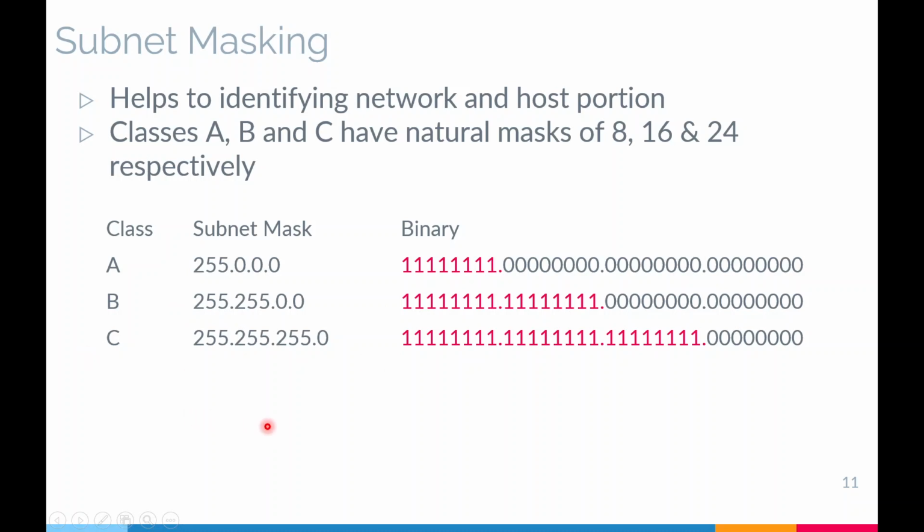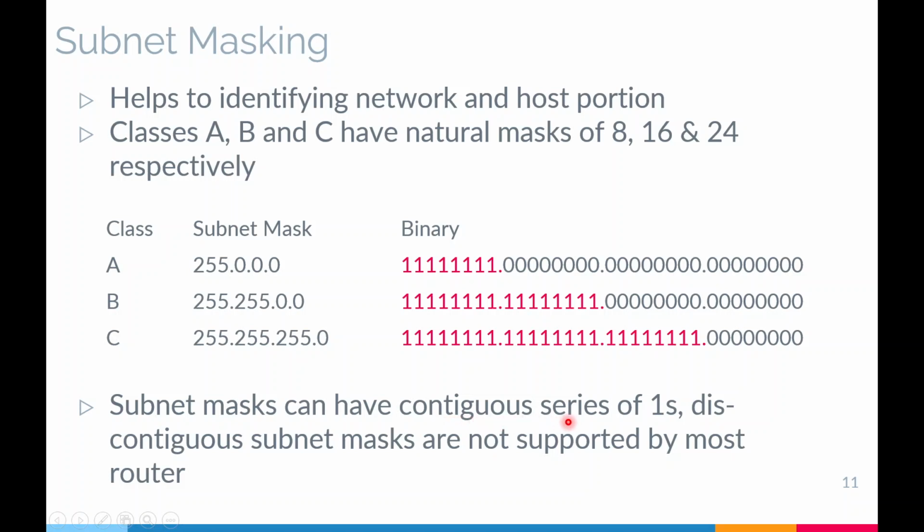Now, subnet masks must have a contiguous series of ones. Discontiguous subnet masks are not supported by the routers. A discontiguous subnet mask means, like here everything is continuous one, right? So if you have a zero in between, that is not supported. So all the subnet masks have a continuous series of ones. Now this point will add more value when we discuss CIDR in detail in the upcoming slides.